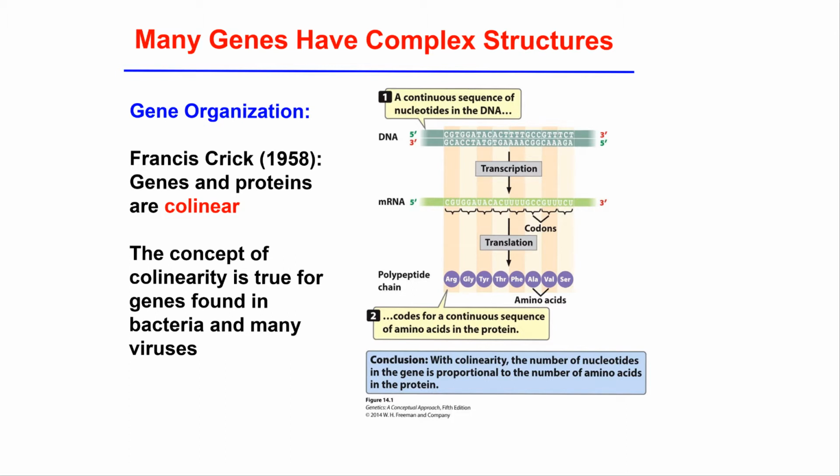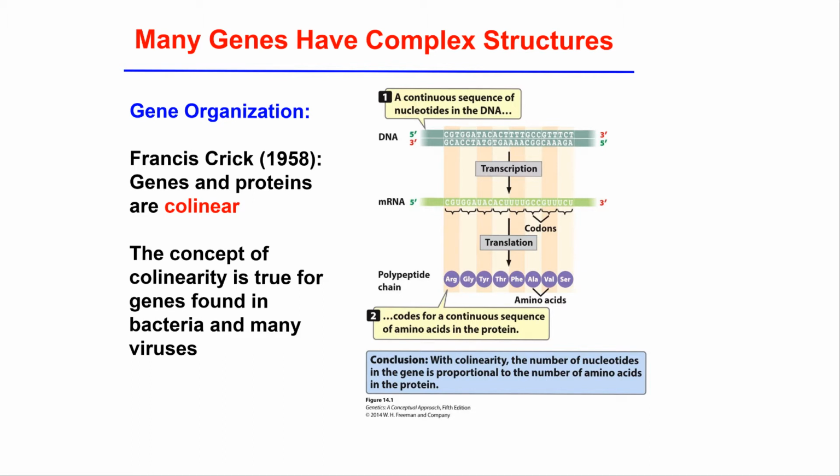In 1902, Garrod suggested that genes encode proteins. Gene was defined as a set of nucleotides that specifies the amino acid sequence of a protein. This is correct for many simple proteins.